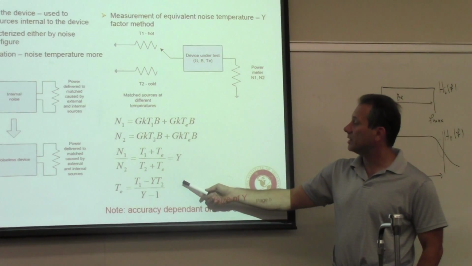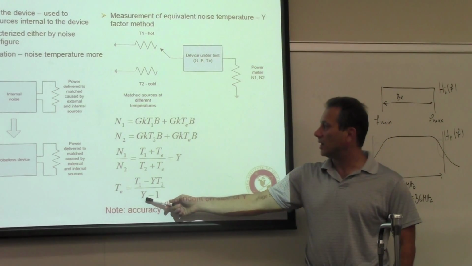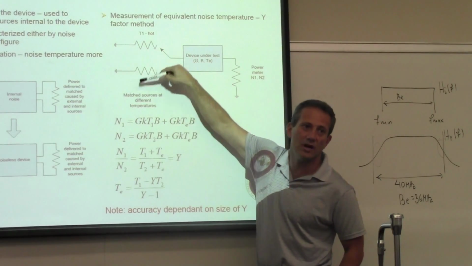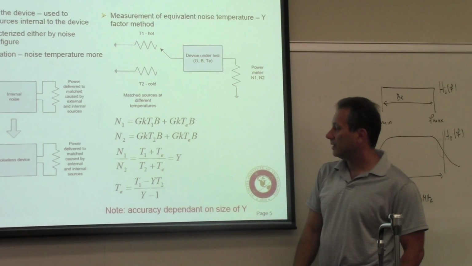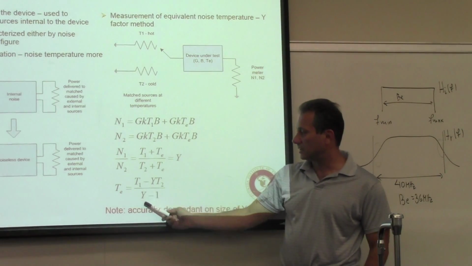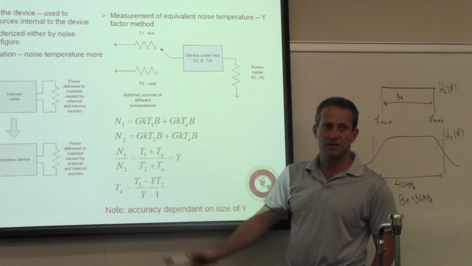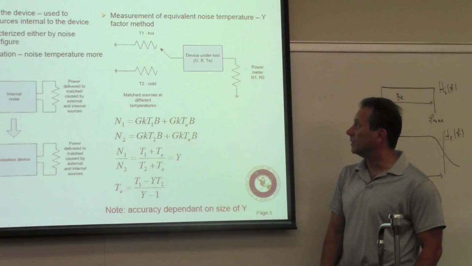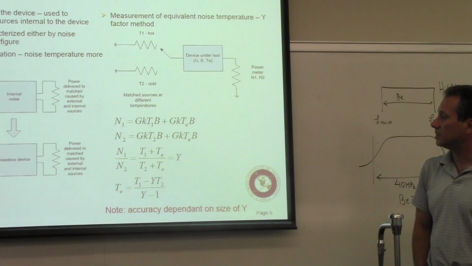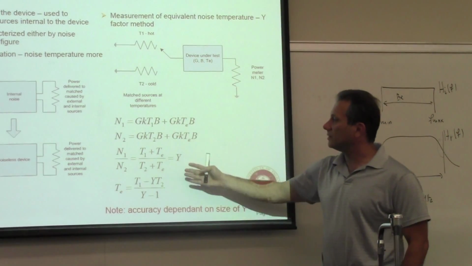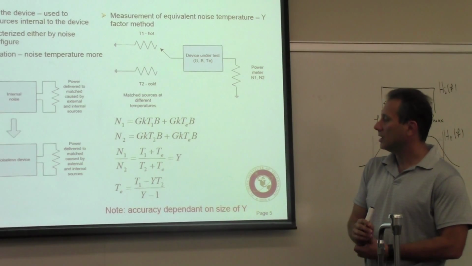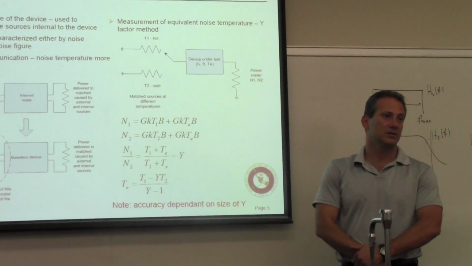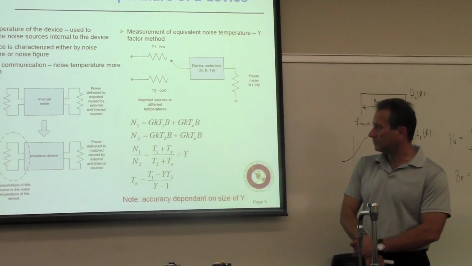The accuracy of this depends on how large you can make this Y, right? Which means how large the temperature difference between these two can be, and that's under your control. The larger you make it, the more stable this denominator down there, so you get a better measurement of the equivalent noise temperature. There are other methods, but this is one of the widely known methods. And in principle, using this method, you can determine the noise temperature associated with every device through a simple experiment.